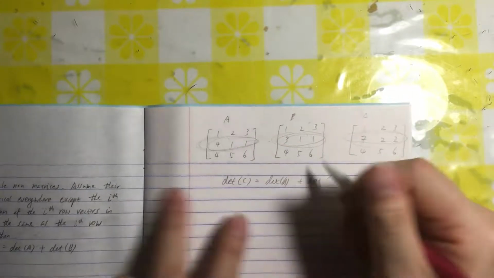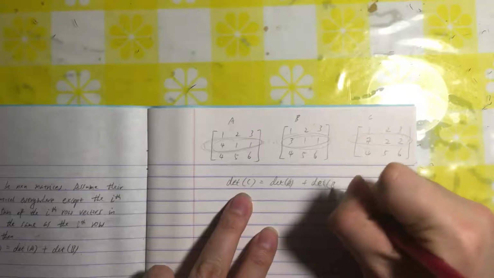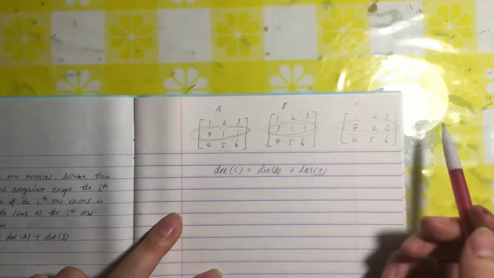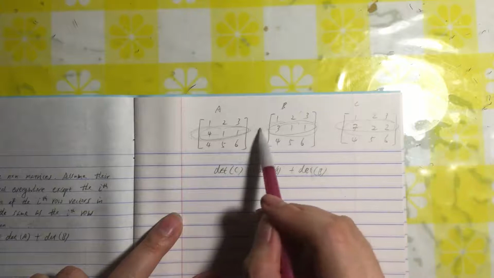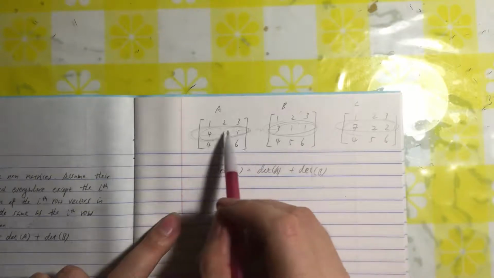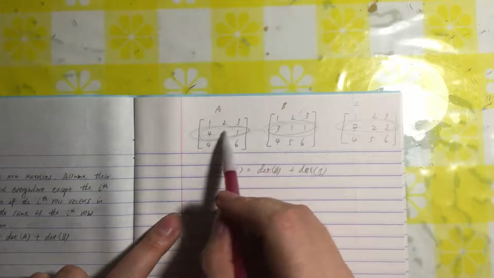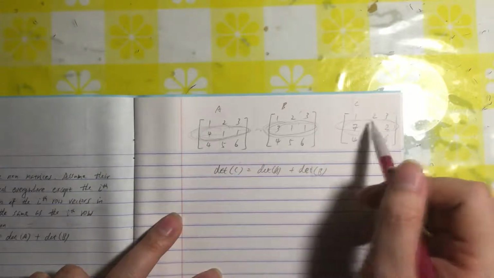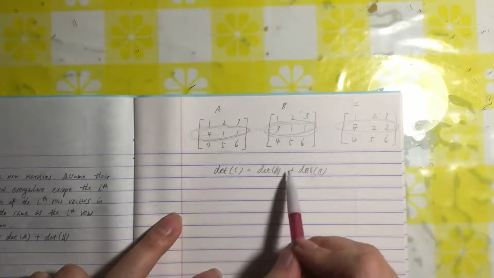By the theorem, determinant of C equals determinant of A plus determinant of B, if matrices A, B, C are identical everywhere except one of the rows, here the second row, and the sum of the second row vector in matrix A and B equals the second row vector in matrix C. Then determinant of C equals determinant of A plus determinant of B.